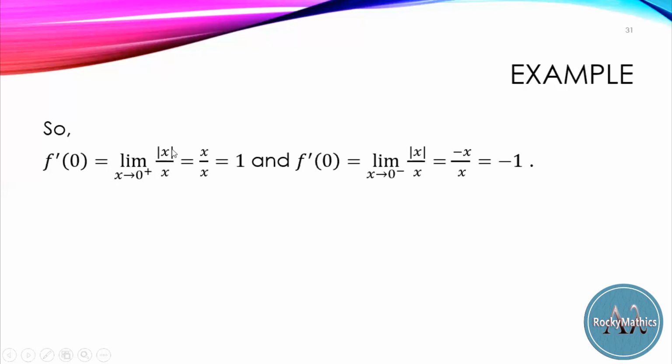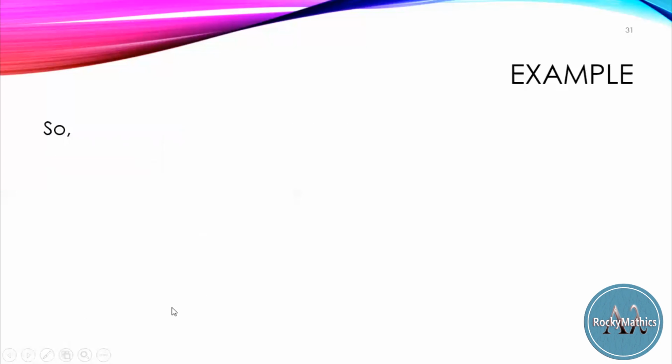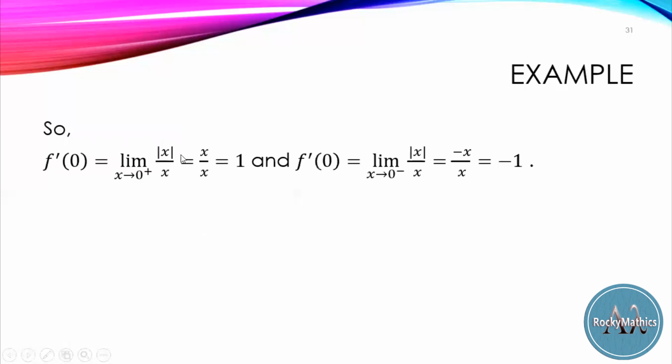What would be the equivalent for absolute value of x if we are going to consider 0 from the right? Let's go back to the definition of absolute value. 0 from the right, this is x greater than or equal to 0. Therefore, absolute value of x in this domain is x. So this means that the absolute value of x from the right, this is x over x, and this is equal to 1.